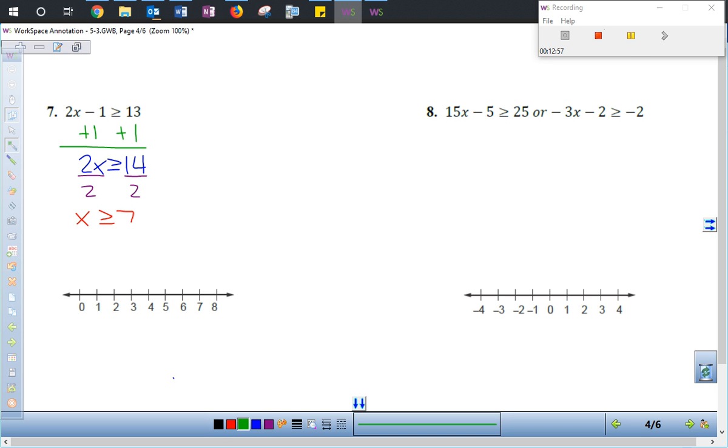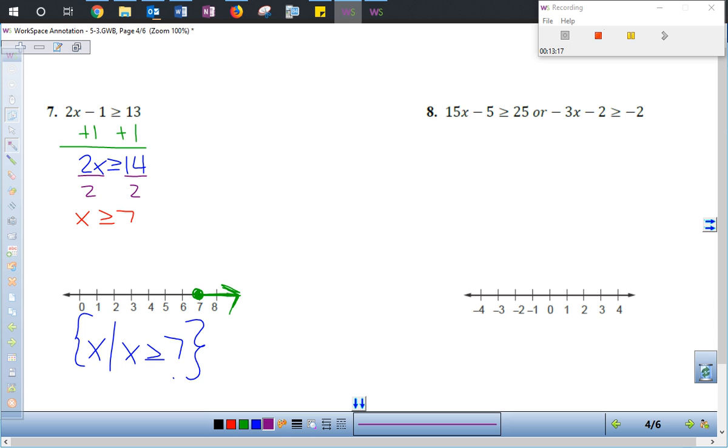Now we don't have to do a helper graph because, again, it's just one inequality. We can put it right on the line. So greater than or equal to 7 is going to be a closed dot on 7 with an arrow going to the right. And we can say that's the set of all x's such that x is greater than or equal to 7.